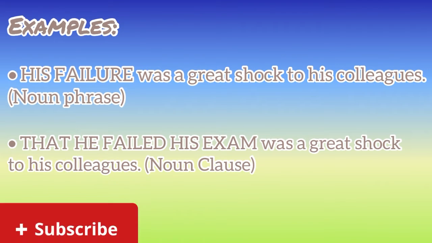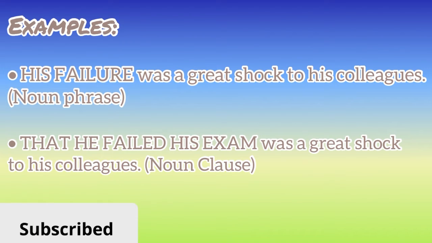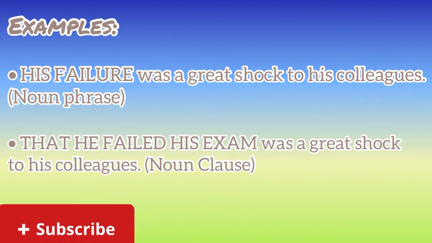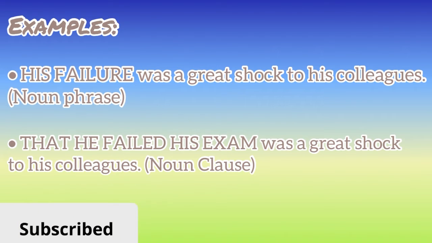Now, the first example does not have any finite verb in it. The second example does. After the subordinator, that, we have he, the subject, and then failed. So we see the difference: the first one is a phrase, the second one is a clause. However, they have a similarity. What is the similarity between them? Both of them perform the function of the subject of the verb was. So that is what makes them the same.